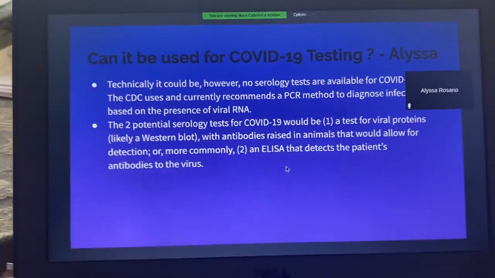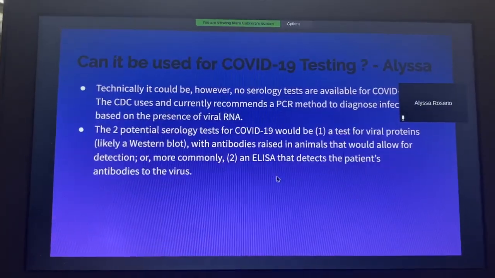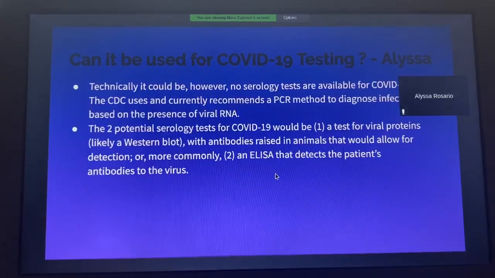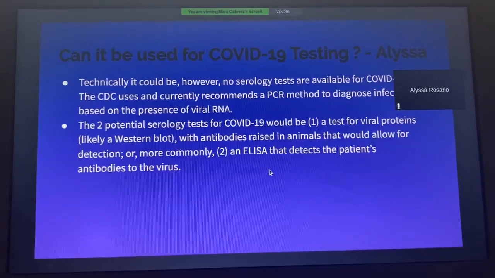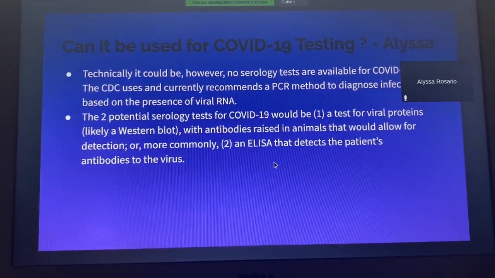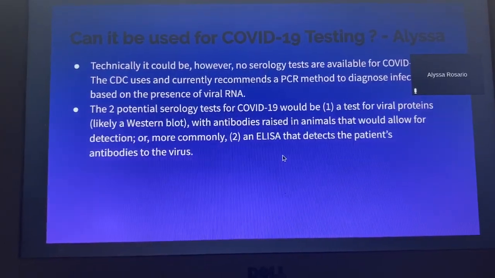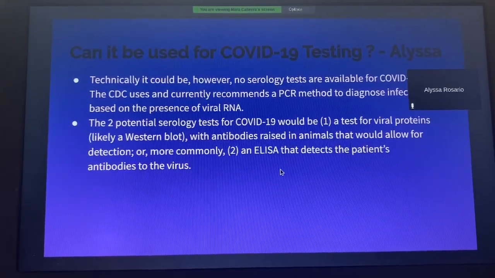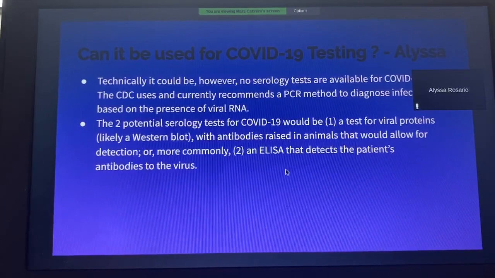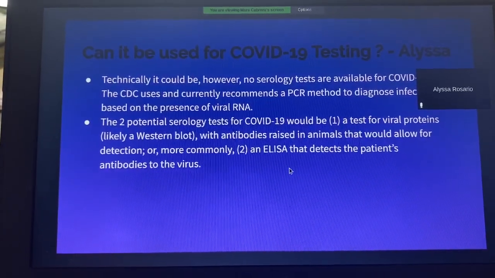Can it be used for COVID testing? Like the previous tests, technically it could be. However, no serology tests are available for COVID-19, and the CDC uses and currently recommends the PCR method, which is polymerase chain reaction, and this is used to diagnose infection based on the presence of viral RNA.